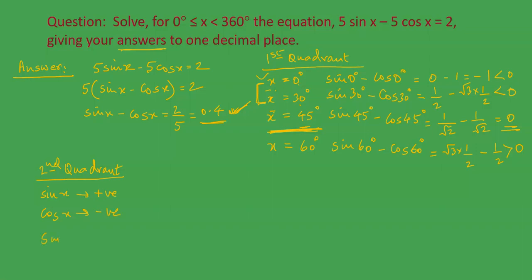Therefore, sin x minus cos x will be a positive number minus a negative number. And negative of negative is positive. So the answer will be a positive number. I am taking an example. For example, if I take x equals 135 degrees.